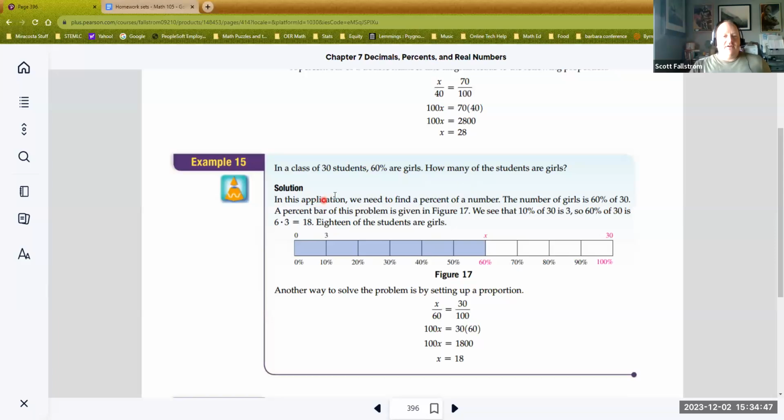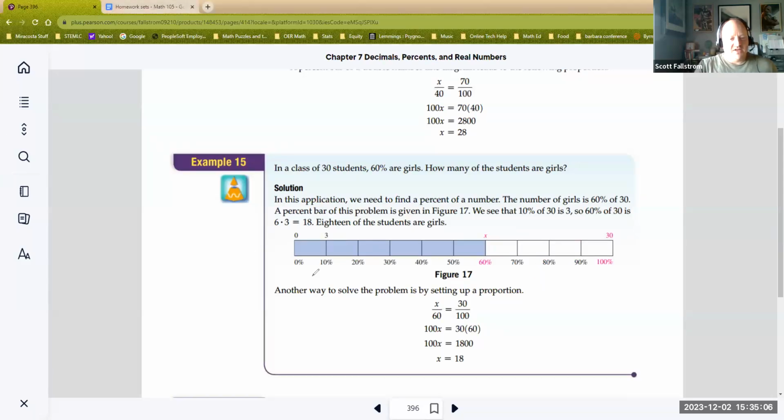Okay, let's see here. In a class of 30 students, 60% are girls. Okay, well, what does that mean? 30 students is my total. So my total over here would represent 100% of the class. I don't have 100%, I have 60% of the class. How many students are girls?